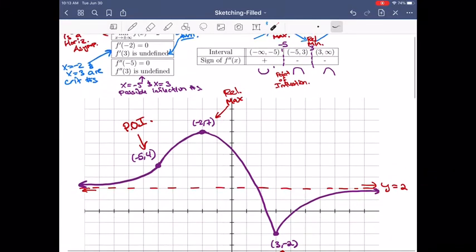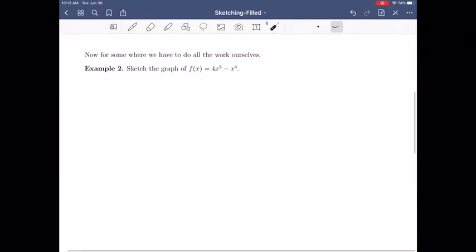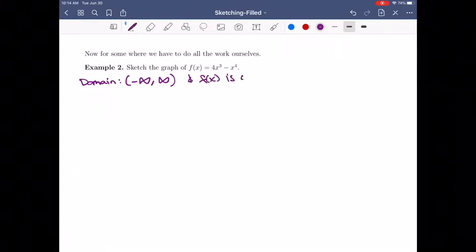So that was when we had all the information. Now let's try one where we have the equation and we have to do all of the work. So the first thing we want to do is think about the domain. What is the domain for this function? Well, it's a polynomial, and polynomials exist everywhere. So our domain is all real numbers, and we know our function is continuous. So we're not going to have any weird jumps or anything like that.